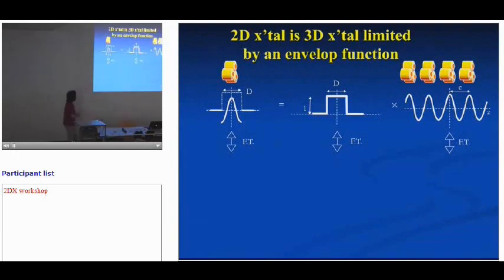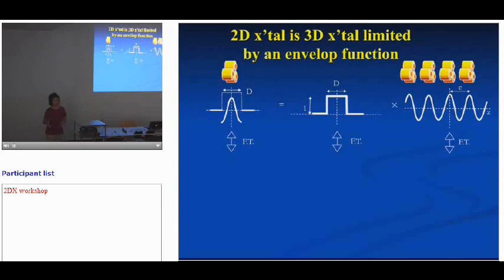Okay, so the first thing is that I'm going to try to think about a 2D crystal in a different way. We can think of a 2D crystal as we start off with 3D crystals that have a repeating pattern in the Z direction. So a very simple kind of structure would be, let's say, just a cosine wave in this case as your structure in that direction.